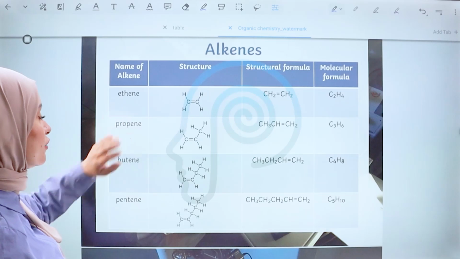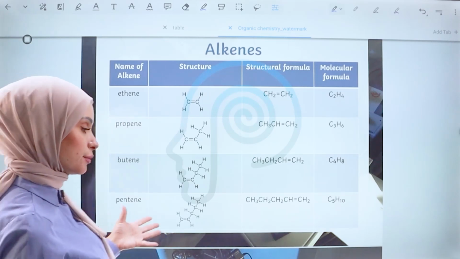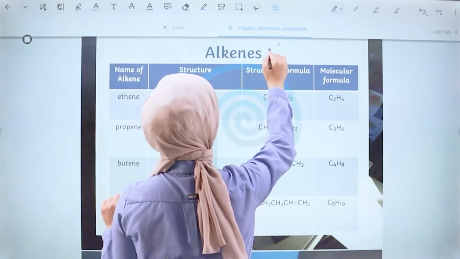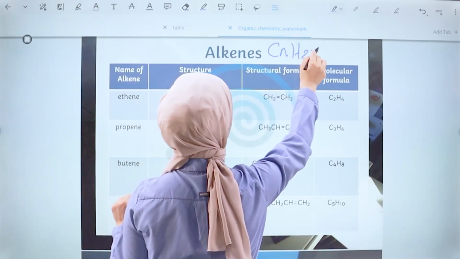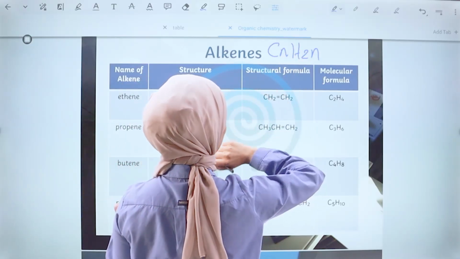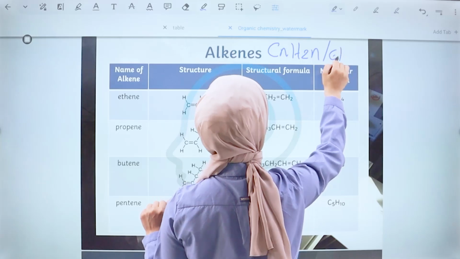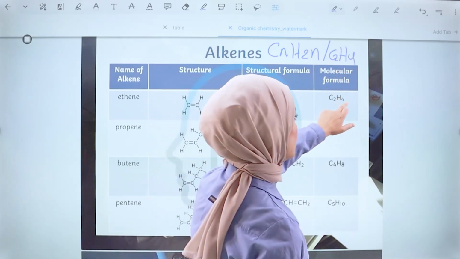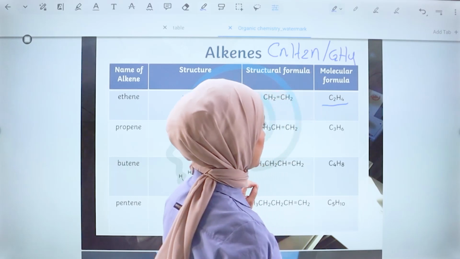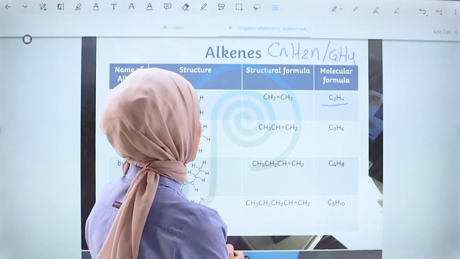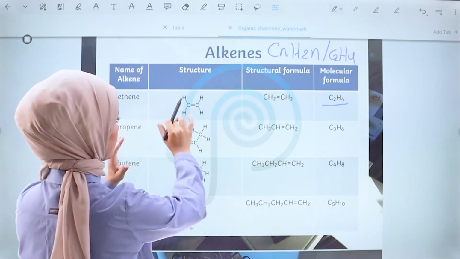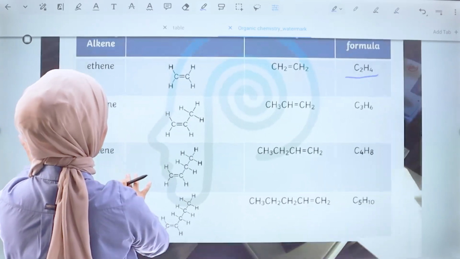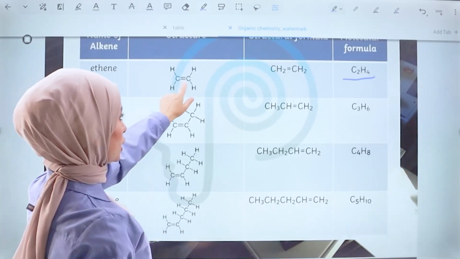For example, I have ethene. Now it has 2 carbons. So I say CnH2n. So I have only 2 carbons. So I will end with C2H2 times 2, 4, which is C2H4, which is the molecular formula. And then when you go to the structural formula, you first draw the 2 carbons, and then you bind the 2 carbons with double bond as shown here.